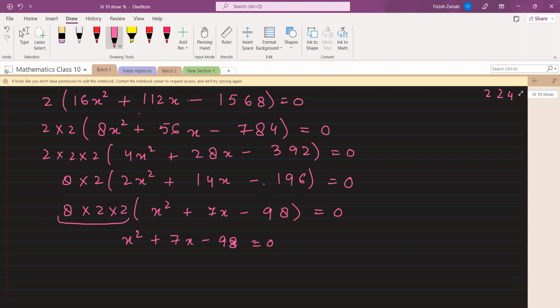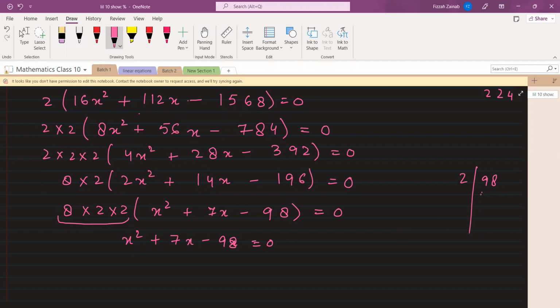Now you can solve it. Factorize 98 quickly. So I'm taking 2, 2, 2 common. If you see, you can directly take 8 common or 4 common. It's your wish, okay? So I'm not taking a large number common. It's very easy to divide by 2. So that's why I keep on taking 2 common every time. It's your wish. You can directly do it. Take 8 common or 4 common.